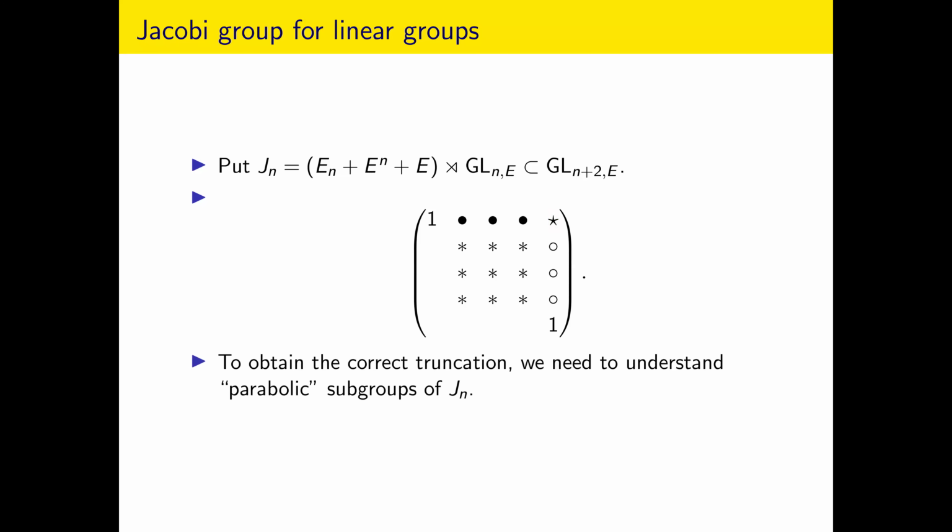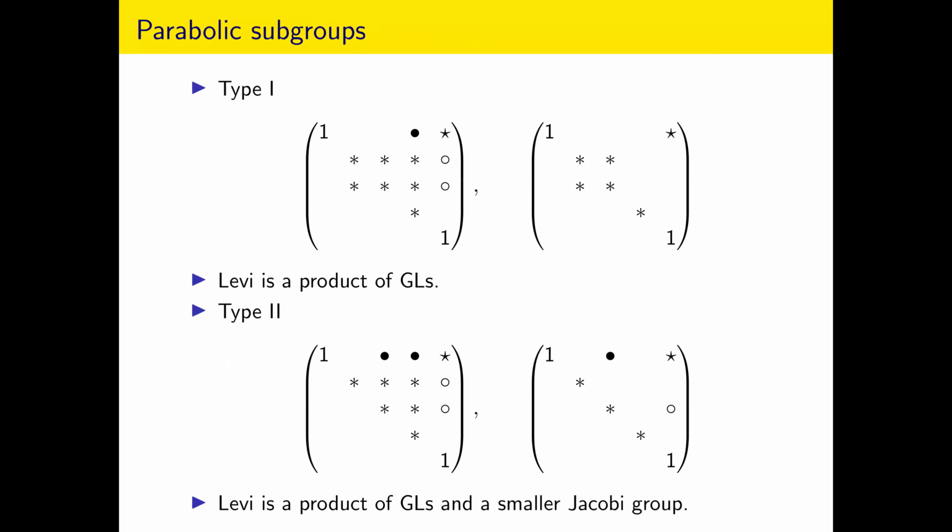So this is the Jacobi group, and again, to obtain the correct truncation, we need to understand the parabolic subgroups of this. The parabolic subgroups look a bit more complicated than in the unitary group situation. There are two types of parabolic subgroups. First, it looks like this. You don't have to know what they are, but the feature is that the Levi is a product of GLs. And there's another type such that the Levi is a product of GLs and a smaller Jacobi group. Pictorially, they're like this.